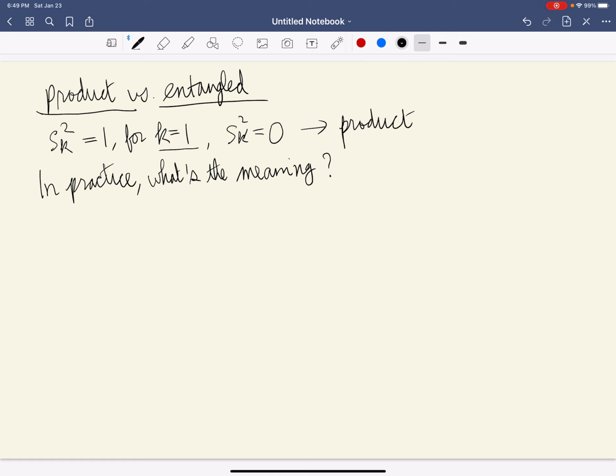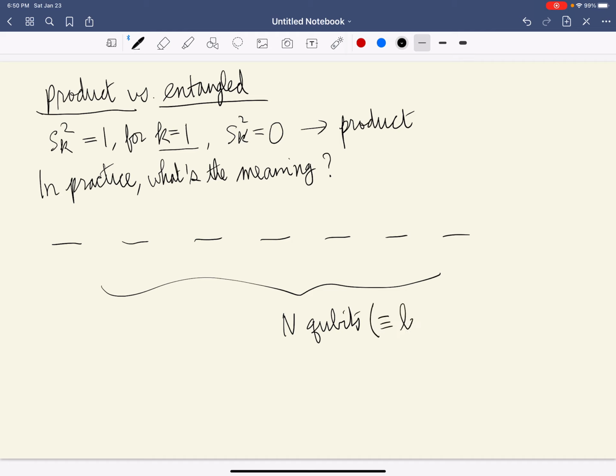Okay, so let's say we have n different qubits. N qubits. Qubit is just another word for a two-level system. And for each qubit, you can have either a one state or a zero state, or a one state, a zero state or a one state, etc.